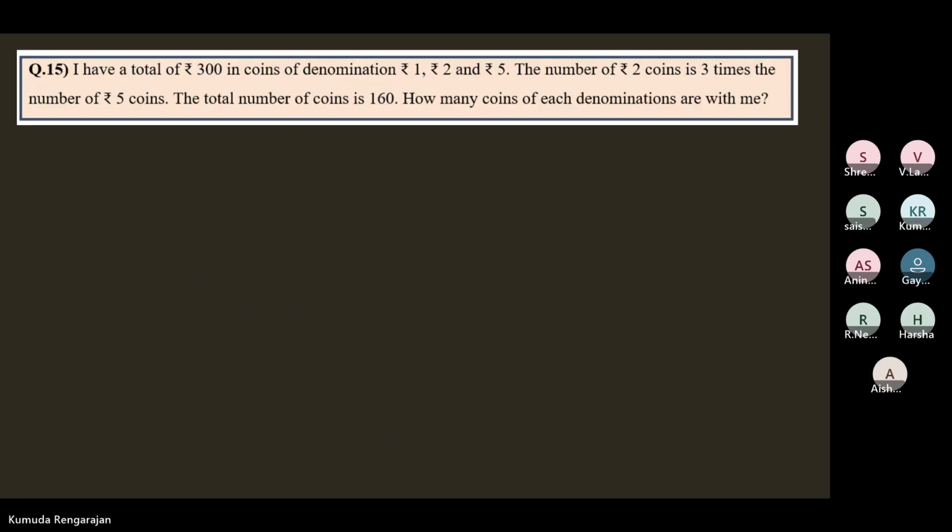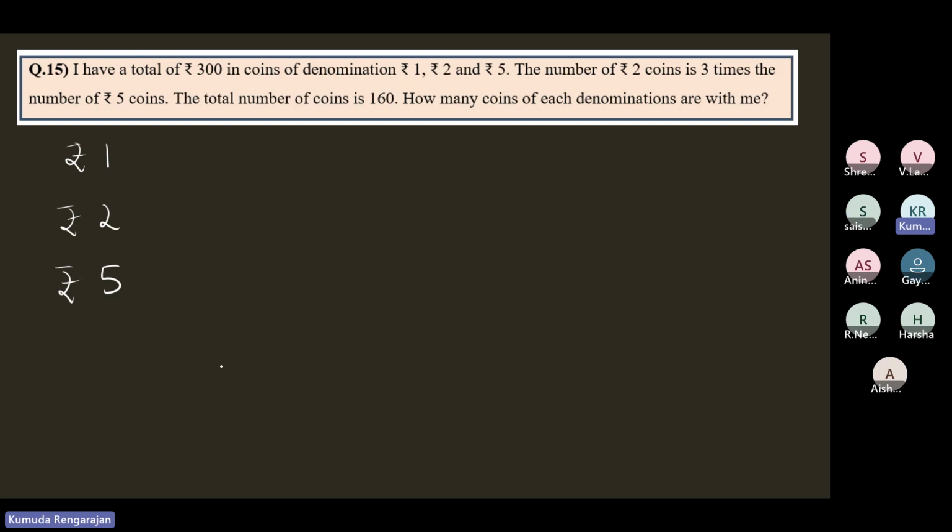Look at this one. I have a total of rupees 300 in coins of denomination rupee 1, rupees 2, and rupees 5. The number of 2 rupee coins is 3 times the number of 5 rupee coins. The total number of coins is 160. How many coins of each denomination are with me? So rupee 1, rupees 2, and rupees 5.